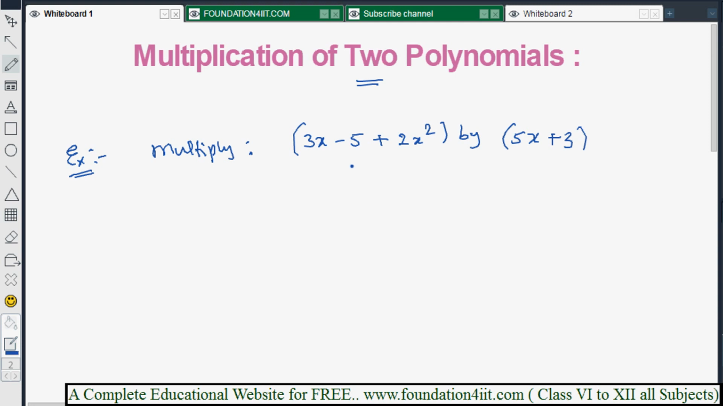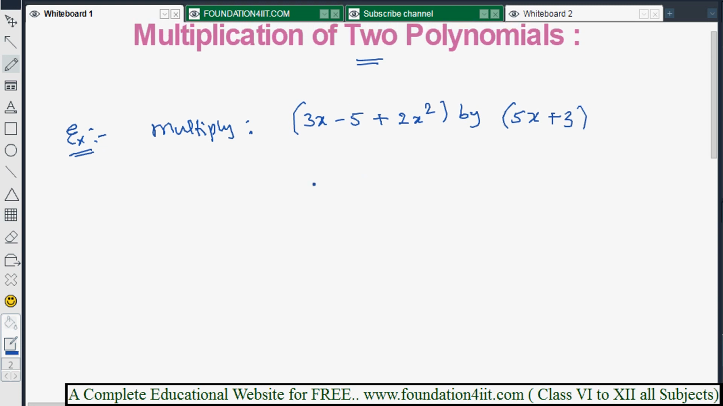If you make it in descending order, so highest power to lowest power, means highest degree to lowest degree, we need to convert first. Now 3x minus 5 plus 2x square. So these two polynomials I need to multiply. So I'm taking in order. If we write, that is 2x square, highest power is 2, total 3 terms. So highest power is 2, so 2x square. Next is 3x to the power 1, minus 5 constant.